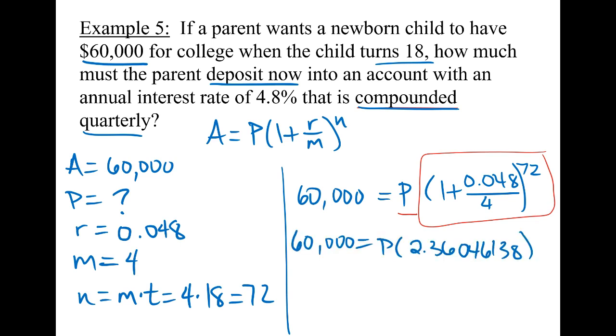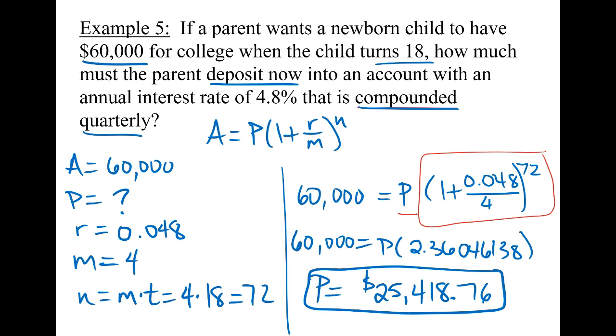Okay, so we find that that quantity is 2.36046138, carrying out several more decimal places than we need. And then we just need to solve for P by dividing both sides by that quantity. And we see that P needs to be $25,418.76. So if we deposit that now at 4.8% compounded quarterly, we'll have $60,000 in 18 years.